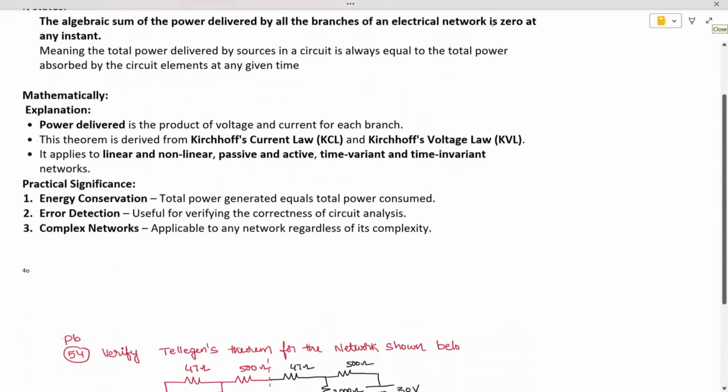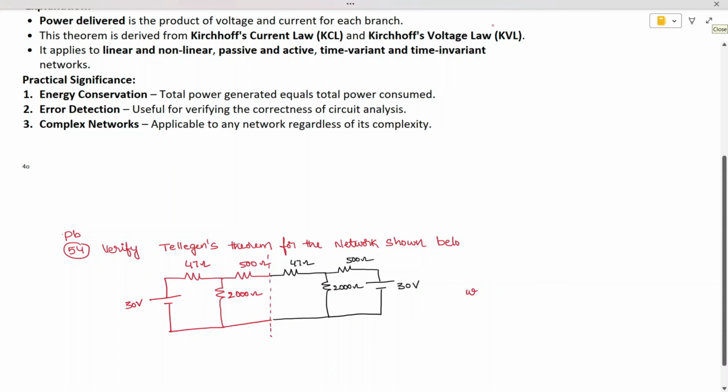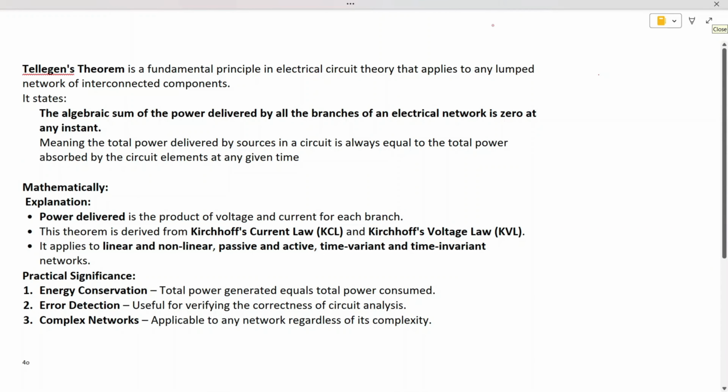Lumped network means a network where the value of resistance is easily defined. If the value is restricted to a value, then it is called lumped elements. Therefore we can apply this theorem to an electrical network consisting of a lumped network, meaning a small resistive network of interconnected components.